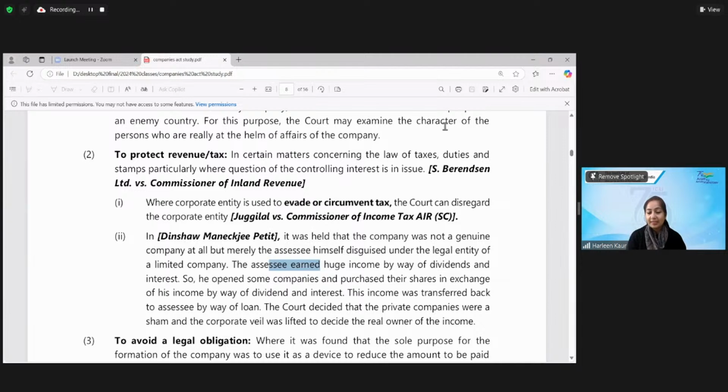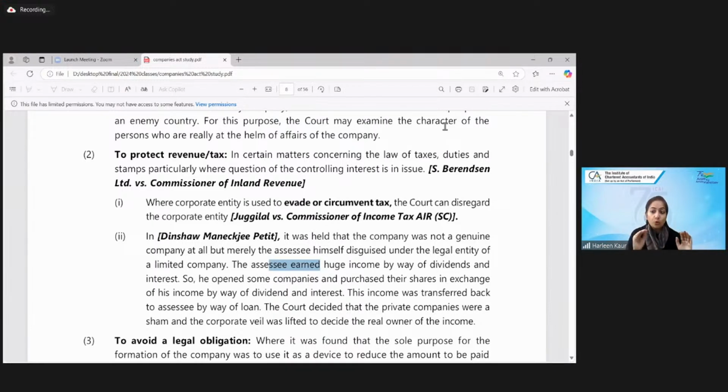So what happened in this case law was, child, that this Mr. Dinshaw, he was getting a lot of income. Income means that he was earning. What was his earnings? He has invested money in different shares. When you invest money in shares, what do you get in return? Dividends. When you have savings in your bank accounts, then what do you get? Interest. So he was getting income by way of dividends and interest. Now let's assume he got the income of 1 crore rupees. So on this 1 crore, he had to pay taxes under income from other sources.